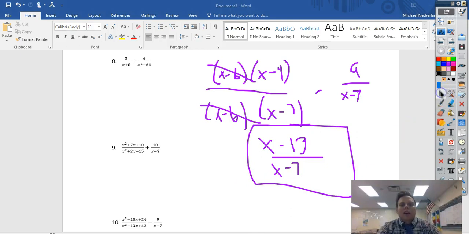All right, guys, really try to focus on factoring and learning little shortcuts like this. They'll save you a lot of time on the test.